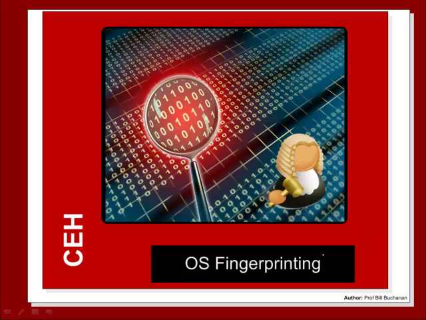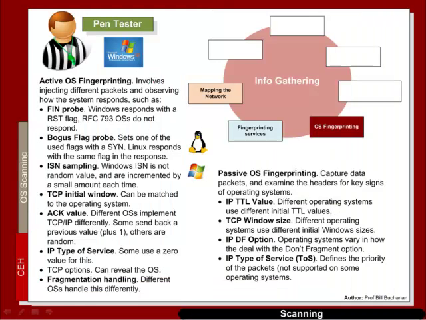So the next part of the process, now that we've discovered the hosts on the network and the ports that are open, is to discover the operating system which is used. The pen tester could use active fingerprinting techniques, such as a FIN probe. Windows responds with a reset flag when we send in a FIN TCP segment, whereas the other operating systems typically do not respond.